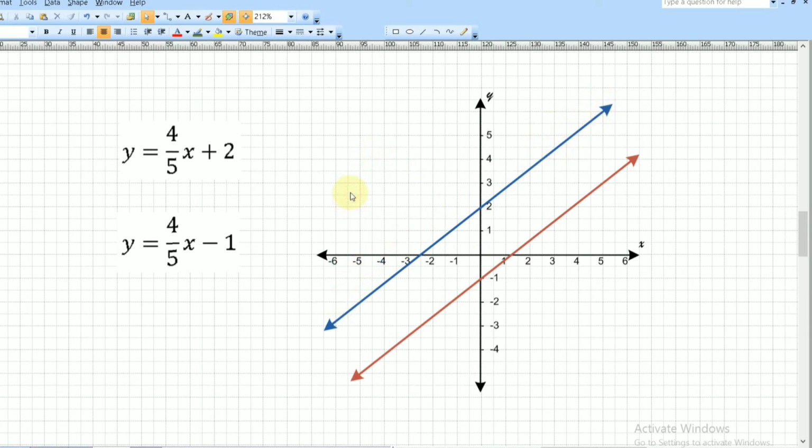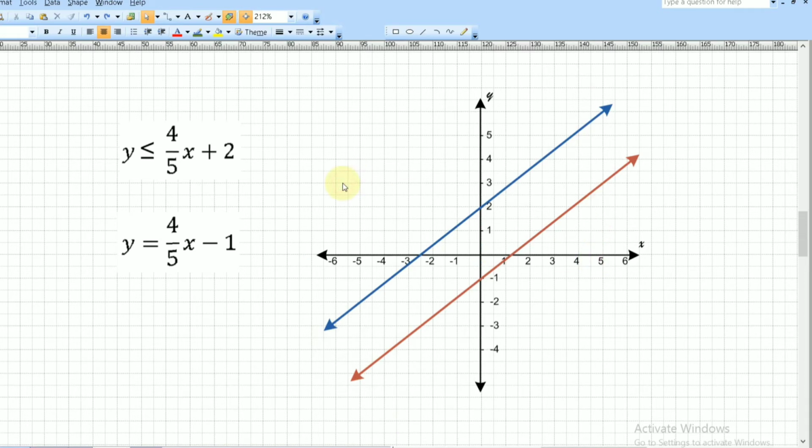For example, if I change the first one, the blue line, into less than or equal to, it means the solution I present will be the straight line itself and then the area below the line. So keep in mind, I won't shade it now. Let's just keep in mind that the solution will be the straight line and the area below the line.